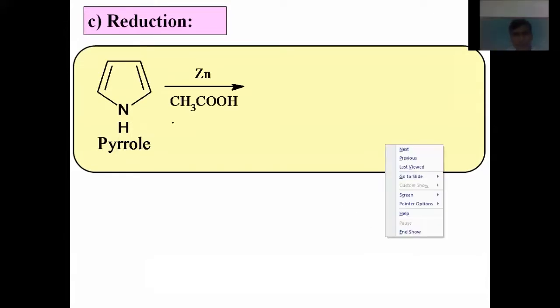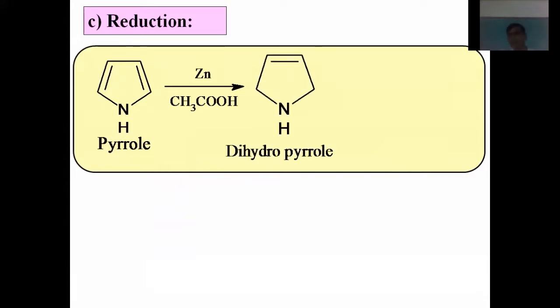Now, actually, how does the reaction occur? Here, addition of 2 hydrogen atoms takes place. 2 hydrogens add to pyrrole, to the carbon atoms number 2 and 5, and thus this is called dihydropyrrole. Addition of hydrogen occurs, hence it is an example of reduction.